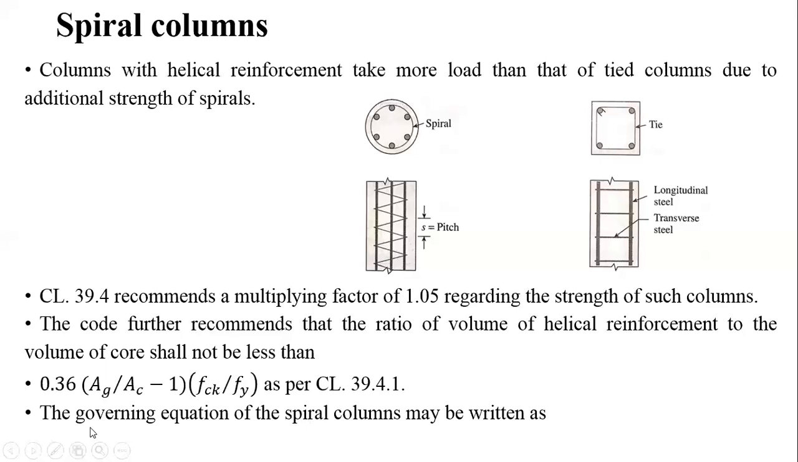Now the governing equation of the spiral column may be written as PU equal to, when we discussed the tied column, we didn't have this 1.05 factor here. We have PU only 0.4 FCK AC plus 0.67 FY AS. Now in this equation, what we are adding here is that we have multiplied by 1.05 because the load taken by the spiral column is 5% more than that of the tied column. So this is my equation for the spiral column.